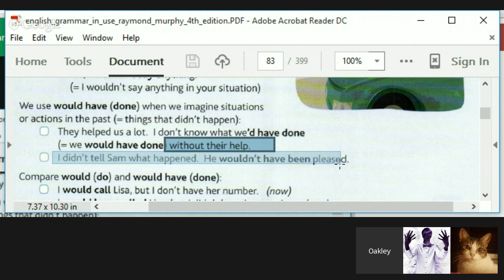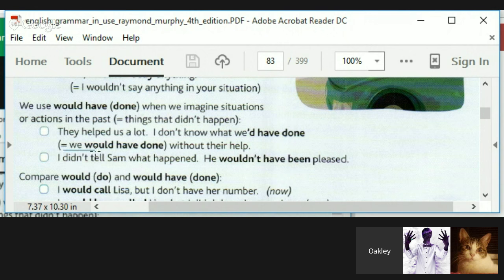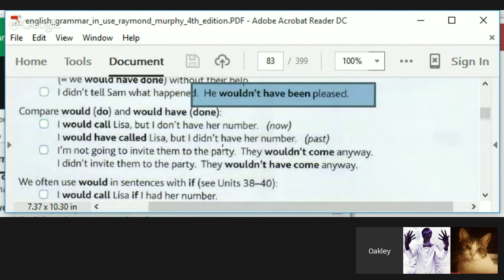Okay. I didn't tell Sam what happened. Here's the negative. Notice the negative, didn't tell, past simple, negative. He wouldn't have been pleased. Again, in the past.